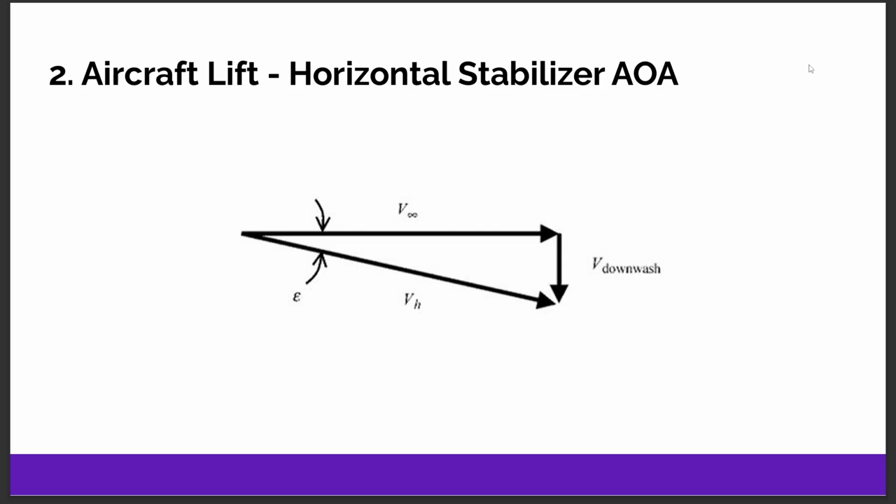For the tail, you're going to have what's called a downwash. And the reason for that is because the main wing actually propels the air downward. And what this essentially does is that it artificially reduces the angle of attack at the tail of the aircraft. And that is reduced by an angle epsilon, as shown on the image.